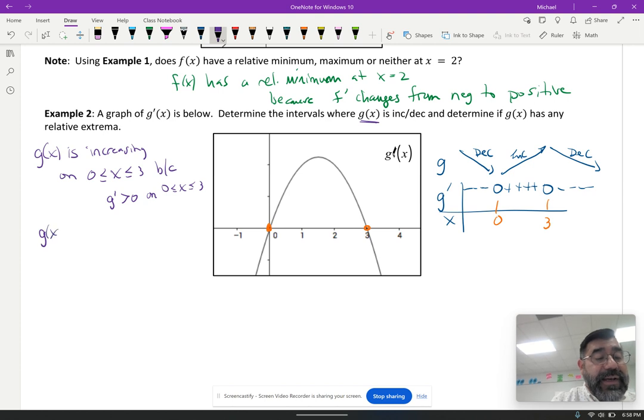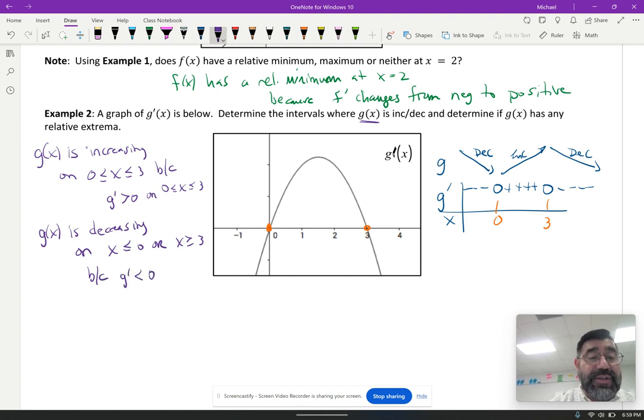And g of x is decreasing on x's that are less than or equal to 0 or x's that are greater than or equal to 3 because g prime is less than 0. It's negative, the derivative, on those intervals. I don't want to write them again, so I'm just going to say on those intervals that I just talked about.